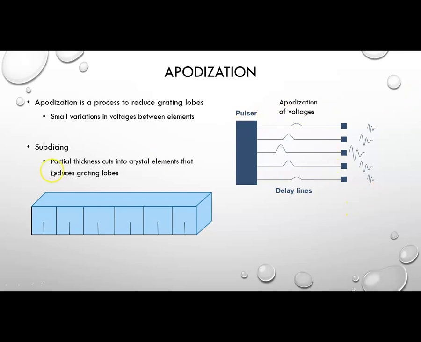Subdicing is taking our little micro elements that we already have cut. We took our array of crystal, we've cut it into sub-elements, and now subdicing is making little partial cuts into those sub-elements that don't quite go all the way through. Now, in this picture, all the cuts are equal depth. In reality, subdicing cuts them to different depths. So, subdicing is a technique of partial thickness cuts in crystal elements to reduce grating lobes. Okay, so now, how do we reduce grating lobes? By apodization and subdicing.